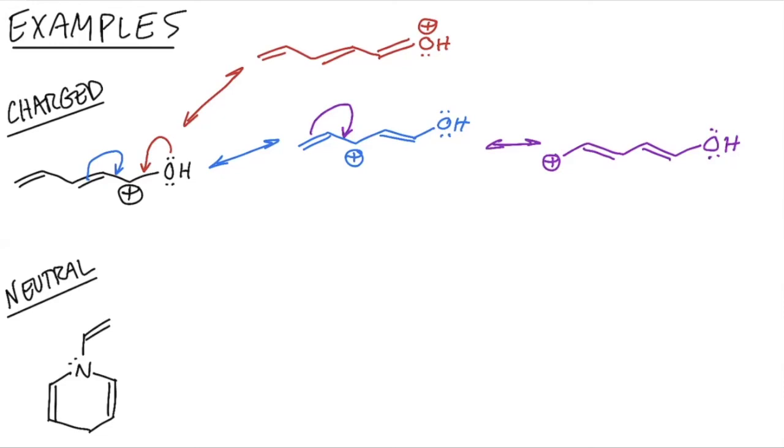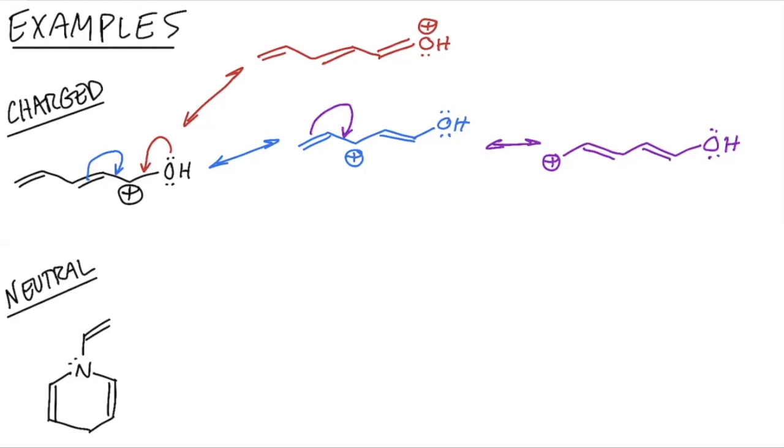They all represent snapshots that you could see if you took a picture of our resonance hybrid. Now let's move on to this neutral example. Again, you can start wherever you like, but I like to start with the lone pair electrons on this nitrogen. Let's take a look and see what motifs we have available to us and where we can resonate.